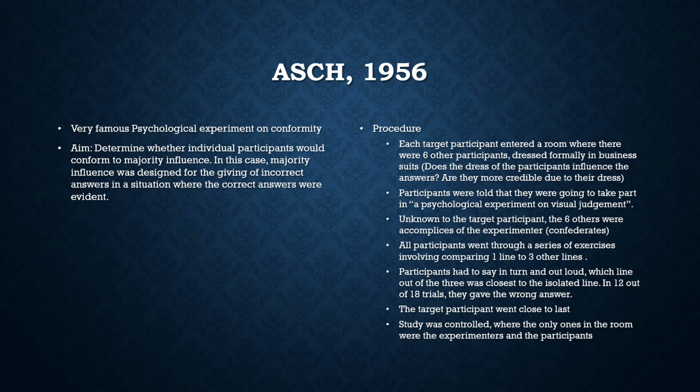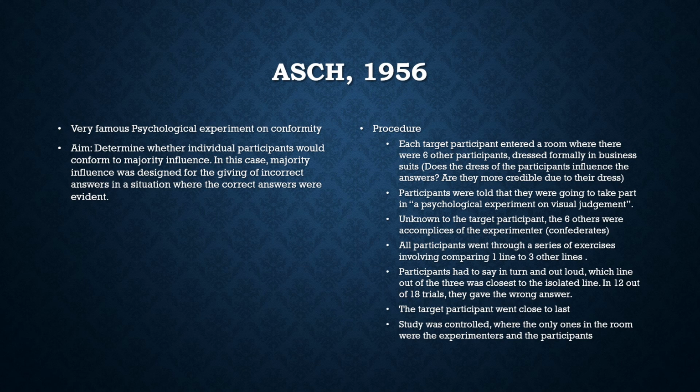So in talking about individualistic versus collectivist cultures, we're going to talk about Asch 1956. And we're going to bring this back up again from earlier in our sociocultural unit. So this is a very famous psychological experiment on conformity, which was trying to determine whether individual participants would conform to majority influence. And so what they did, again, they took a target participant and put them in a room, unknown to them, with 6 different actors or confederates who were told to give the wrong answer to a problem where they were asked to compare one line to 3 different lines on the other side of the paper.